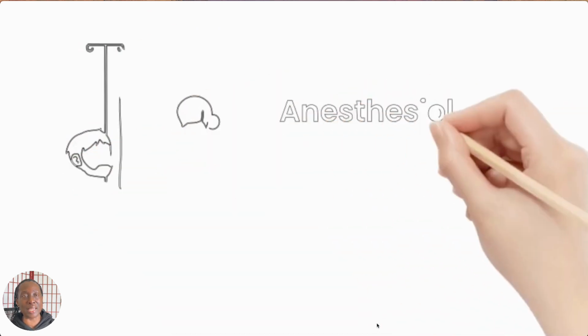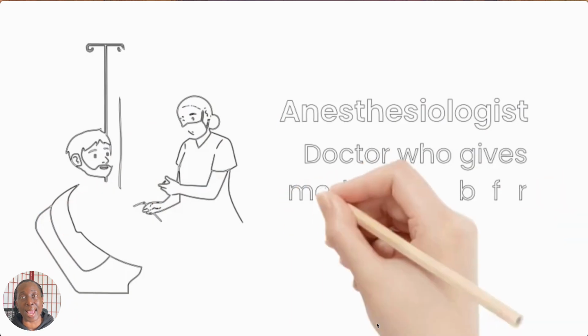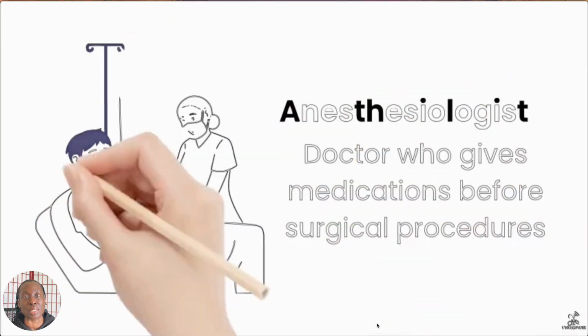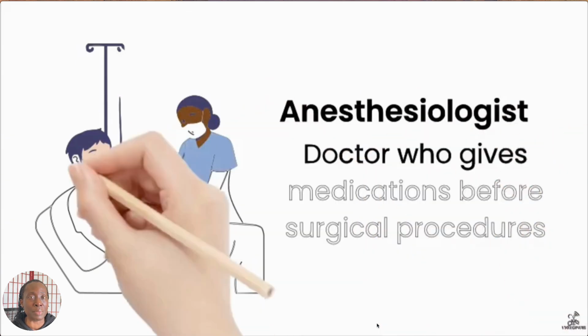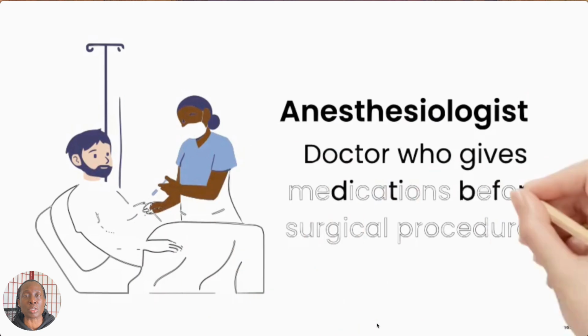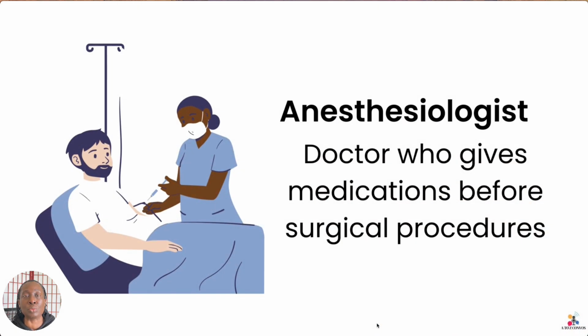Okay, and now on to the next specialist. This is an anesthesiologist. An anesthesiologist is a doctor who gives medications before a surgical procedure or before surgery is performed on a patient. The anesthesiologist will give some medications. So go ahead and say that a couple of times.